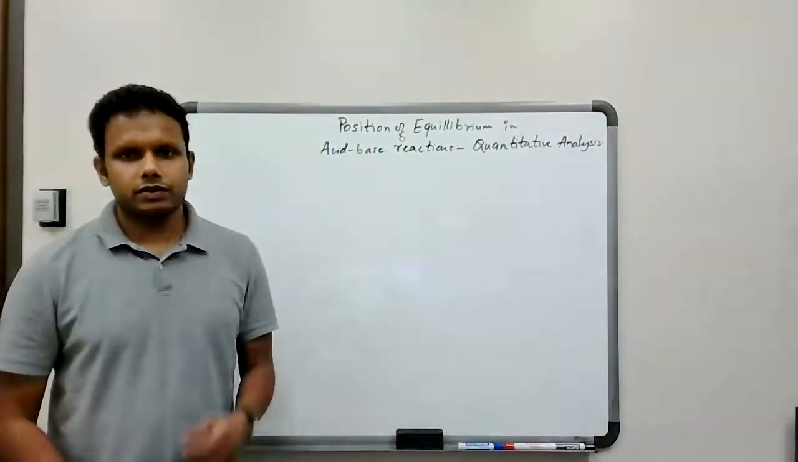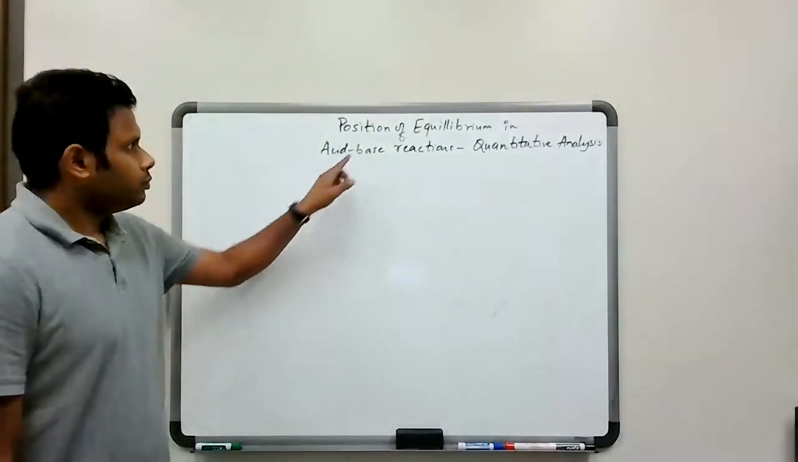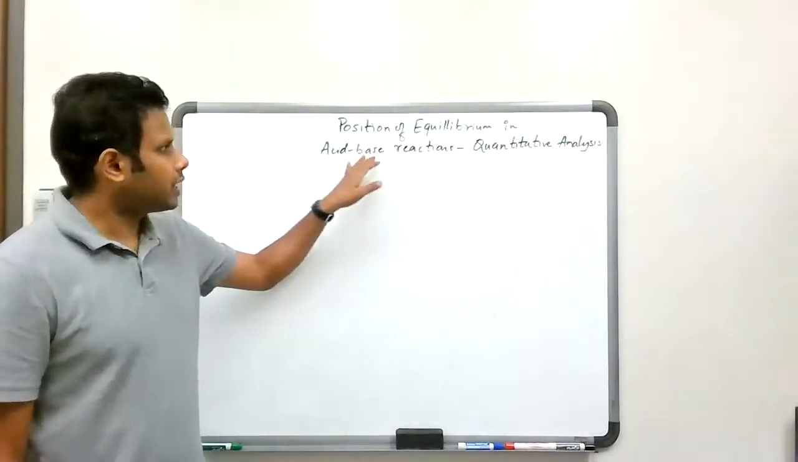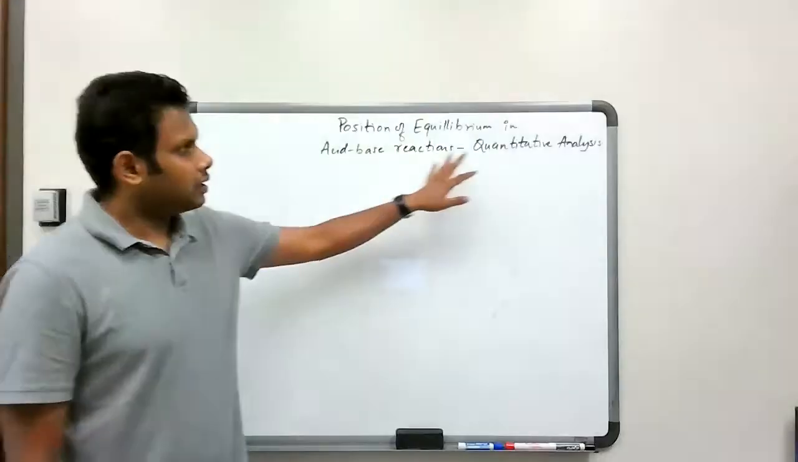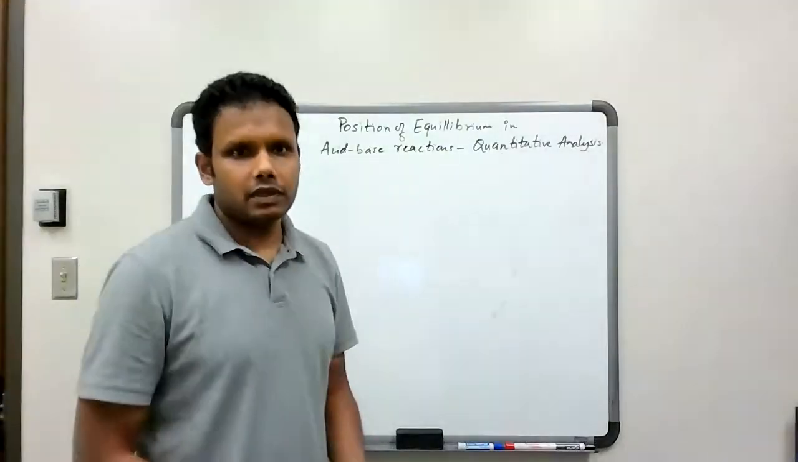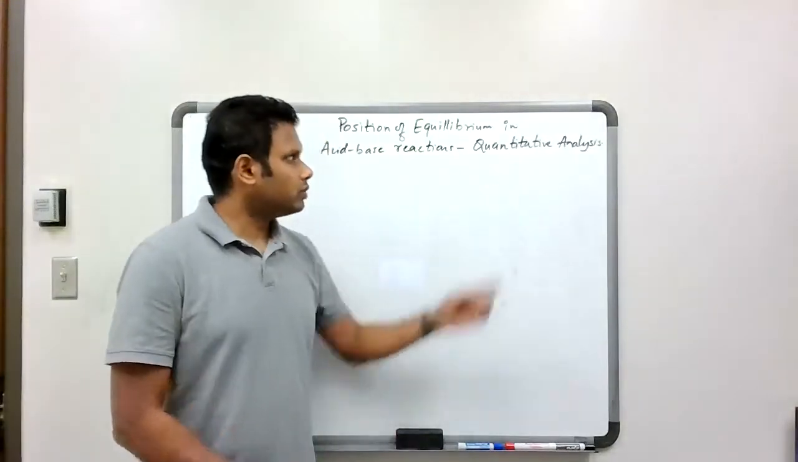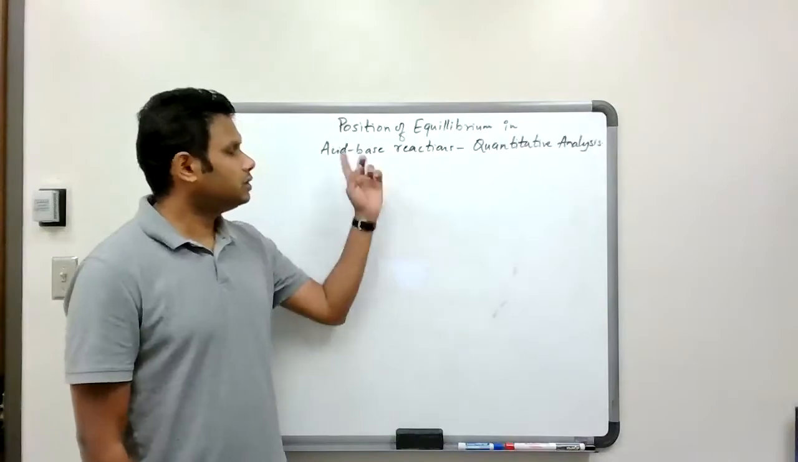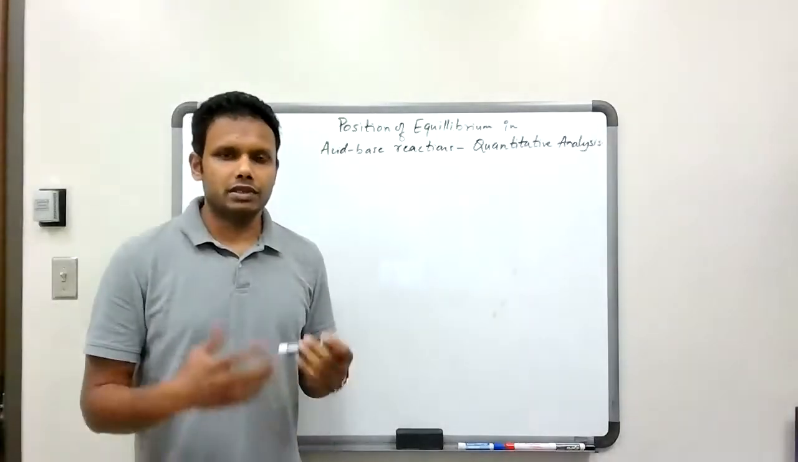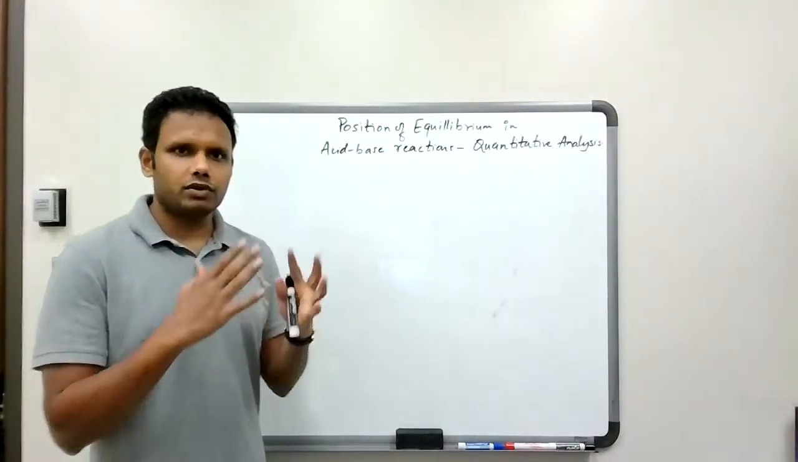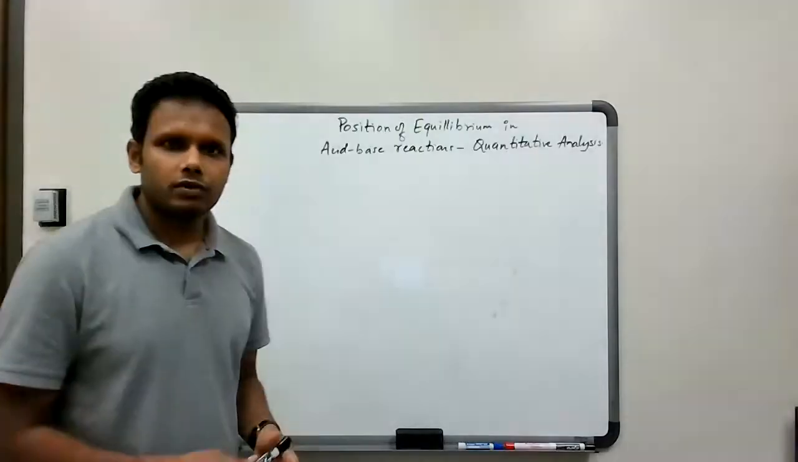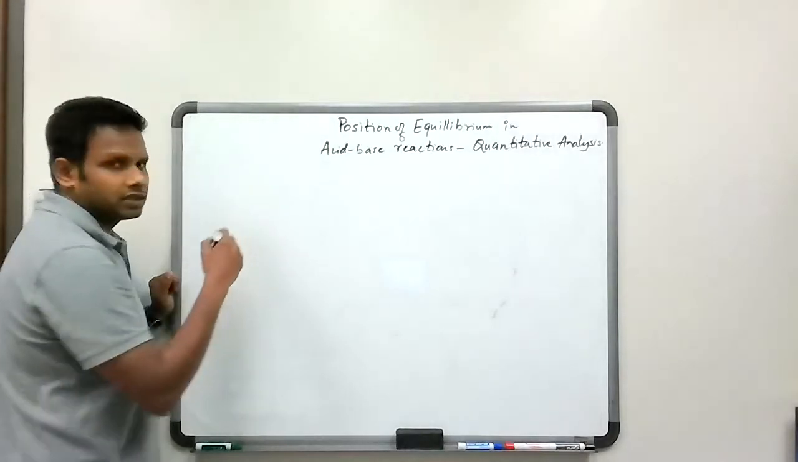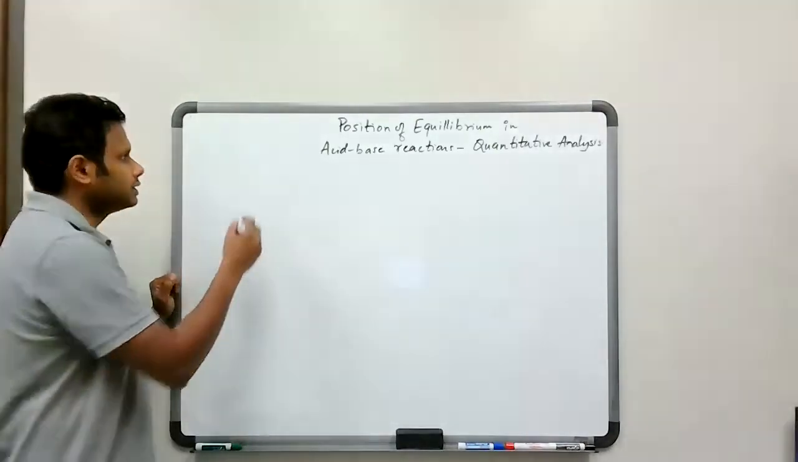Hi everyone, this video is going to focus on predicting or determining the position of equilibrium in acid-base reactions using a quantitative analysis, which means we will be using Ka and pKa values to determine the position of equilibrium. Is an acid-base reaction favored in the forward direction or in the backward direction? So let's go ahead and get started, and we will cover this material using a few examples.